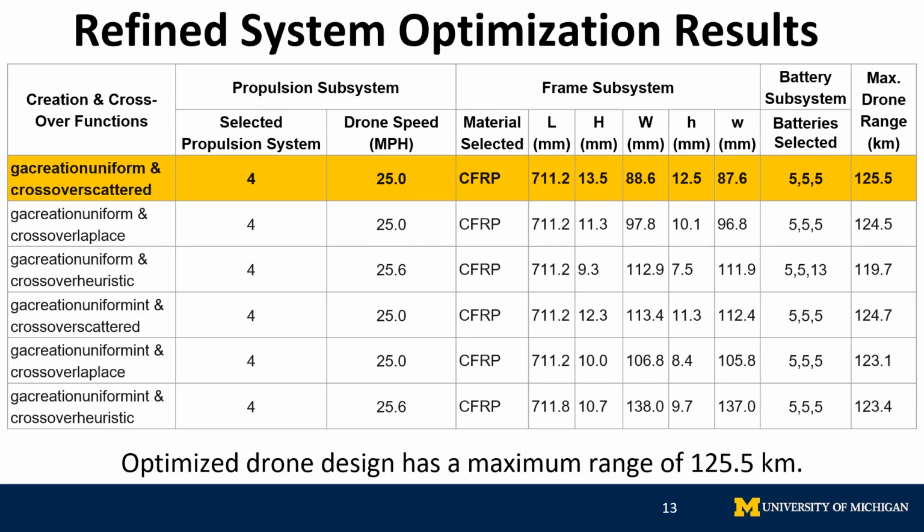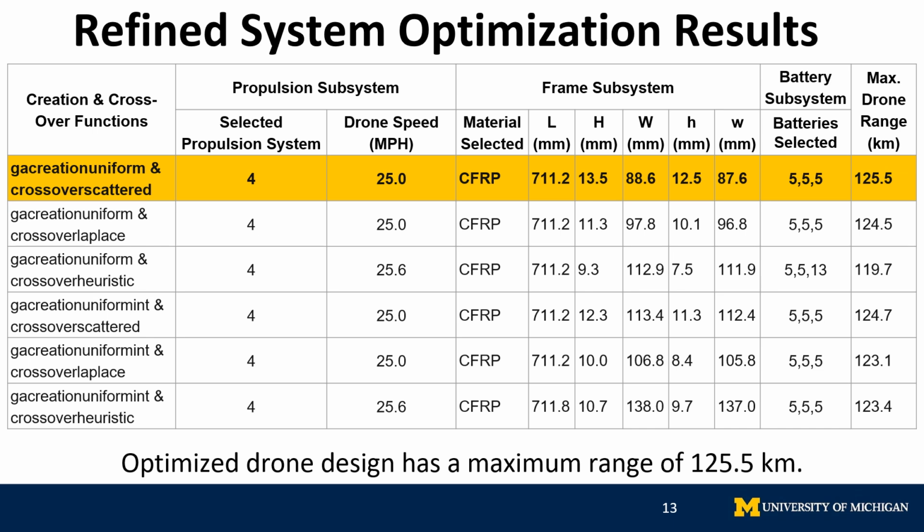Our refined optimization results in the table show significantly reduced variability. Among this batch of potential combinations, we found our optimal solution at the first set of population conditions, shown highlighted in the table. This drone design utilizes propulsion system 4 and travels at 25 miles per hour. It has a frame made of carbon fiber reinforced polymer with the shown beam conditions.